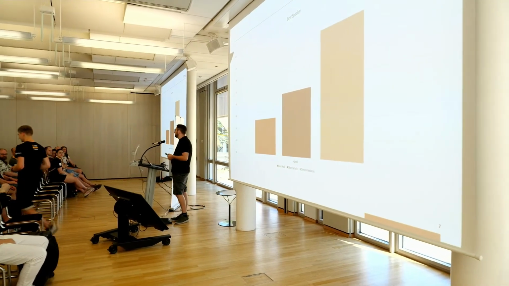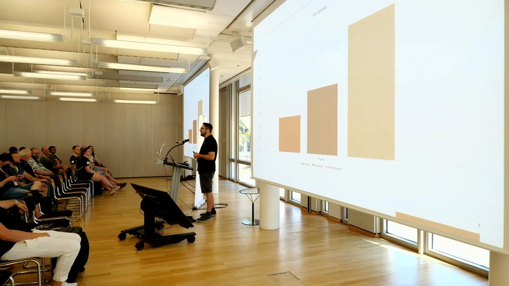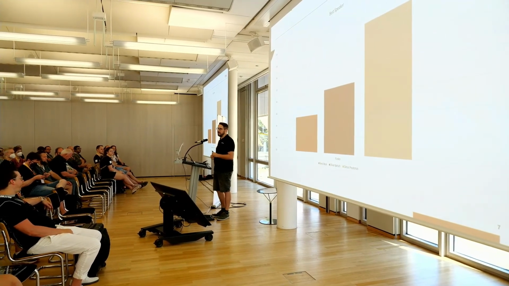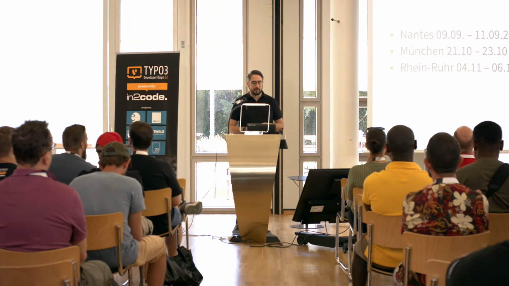As I know, for most of you, that was just the start of having a great TYPO3 time again this year and meeting each other again, because it was so nice. So we want to explain a little what the next camps are. If you want to go somewhere else this year, there's the camp in Nantes from the 9th of September to the 11th of September. There is the camp in Munich from the 21st of October to the 23rd of October, and there's the camp in Rhein-Ruhr from the 4th of November to the 6th of November.